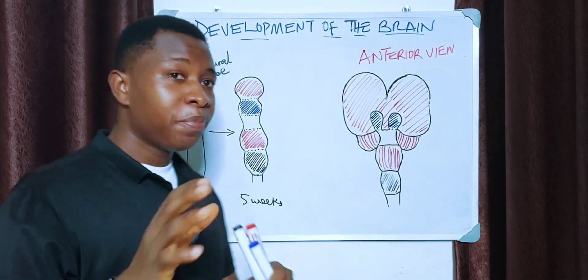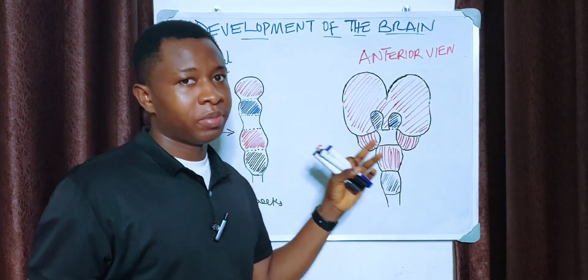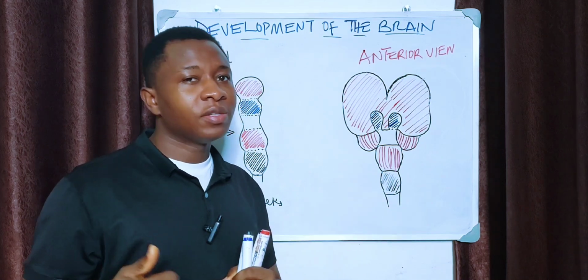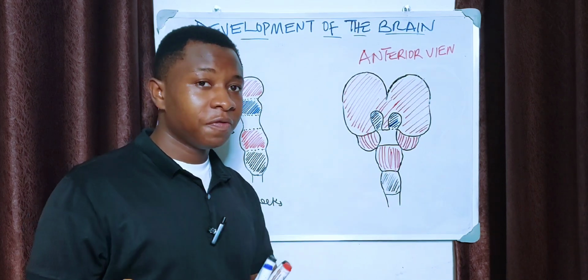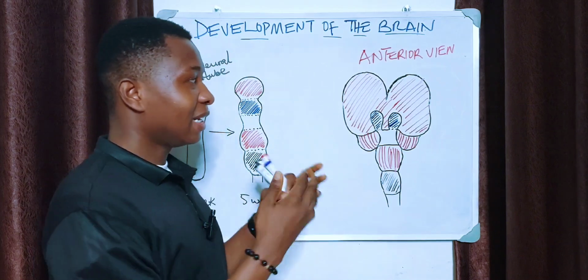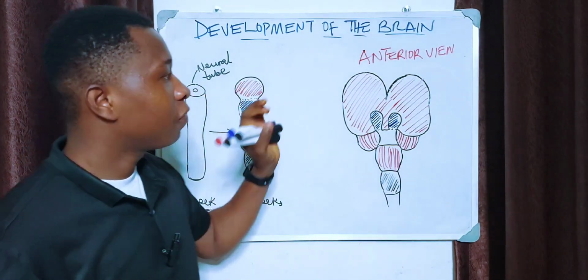Now it is very important to note that the left part of the brain controls the right part of the body, while the right part of the brain controls the left part of the body. Now, in another video, I'll be telling you which functions are controlled by the left and the right part of the brain. But for now, let's look at the development of the brain.